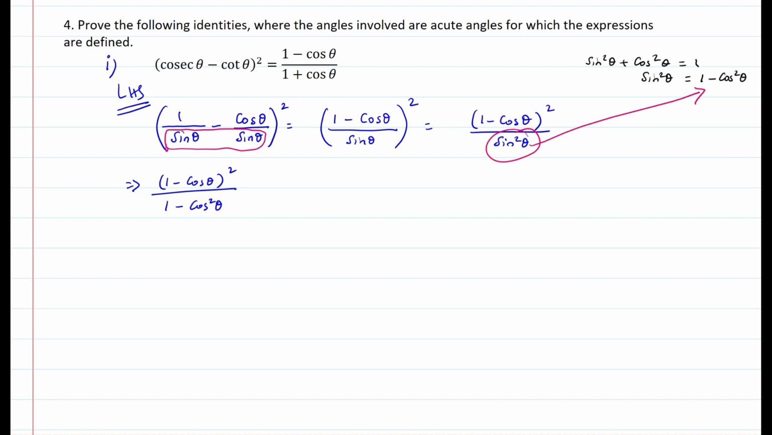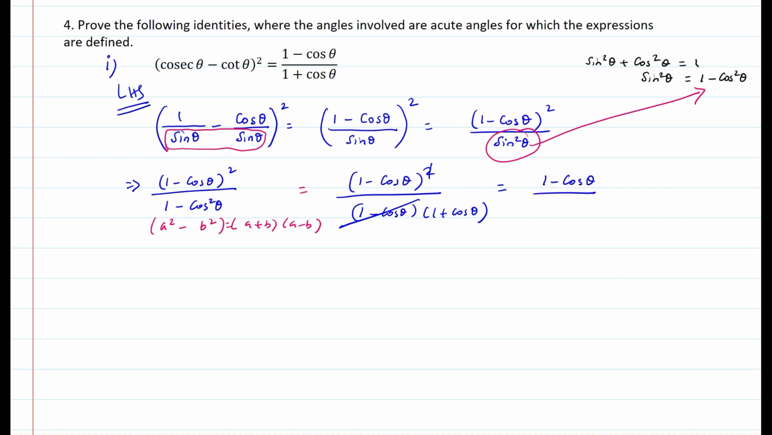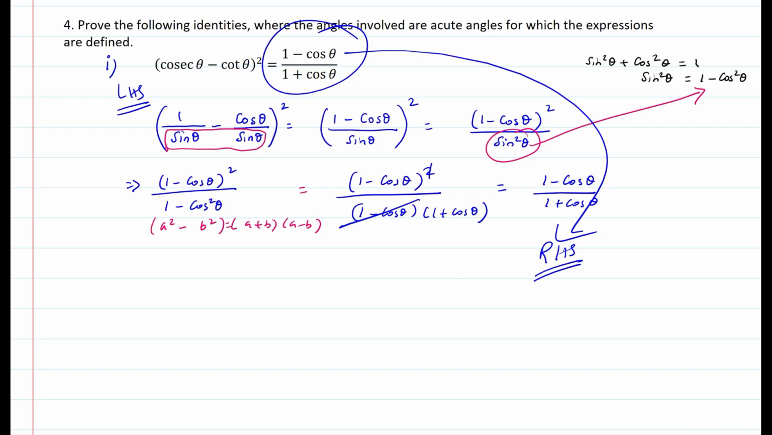If you look carefully, this is something like a square minus b square. What is a square minus b square? That equals a plus b into a minus b. Therefore, we can write this as 1 minus cos theta, the whole square, divided by 1 minus cos theta into 1 plus cos theta. One 1 minus cos theta and the square term gets cancelled. What is remaining is 1 minus cos theta divided by 1 plus cos theta. And what do you see in the RHS? That equals the RHS. Hence it is proved.